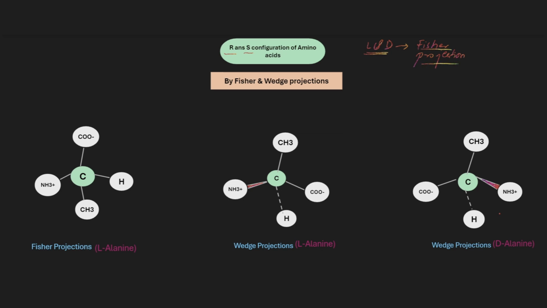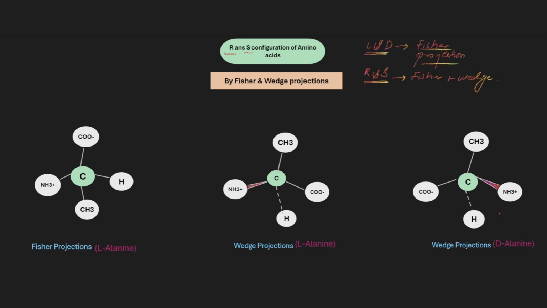And secondly, in today's lecture, when we discuss the R and S configuration of the amino acids, the R and S forms are also the two forms in which an amino acid can exist. We will discuss these two forms of the amino acids with respect to the Fisher projections, plus with respect to the wedge projections as well. So these are the two projections which are used to represent the R and S configuration.